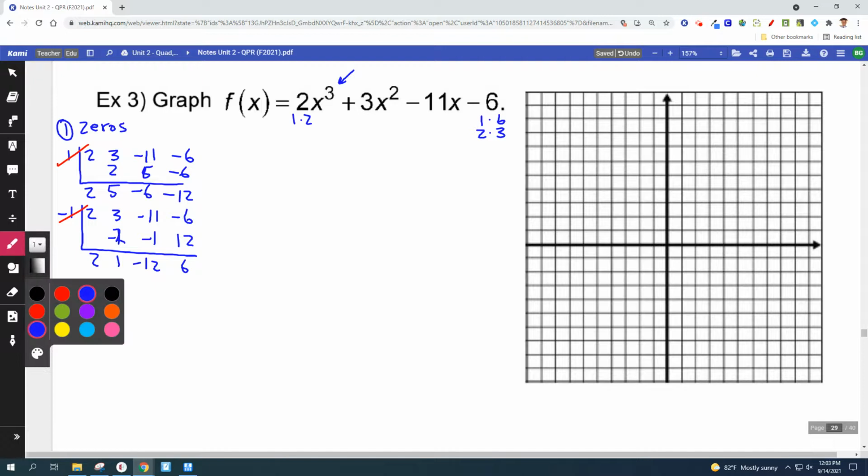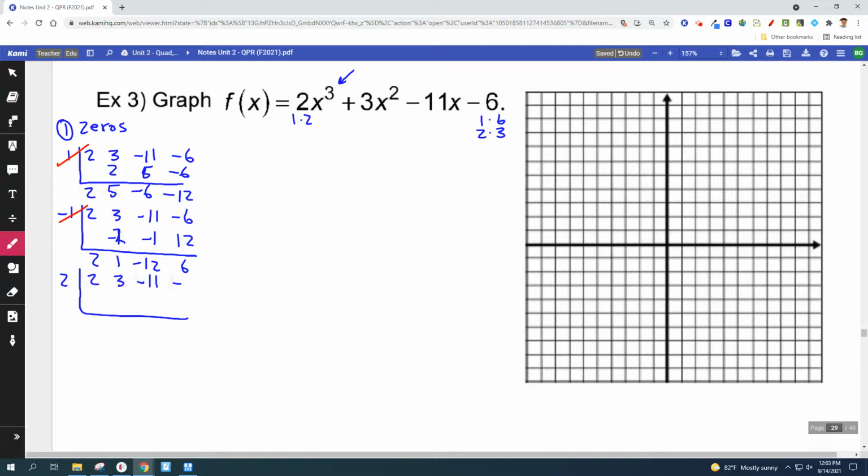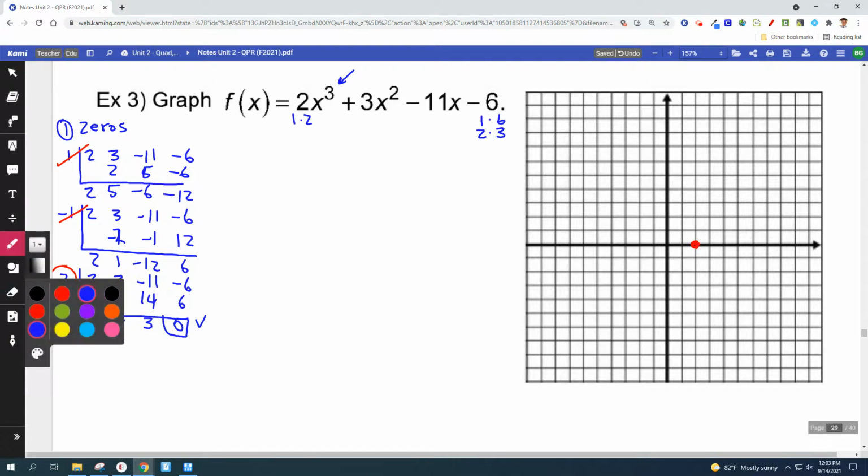Let's try 2. Add down and multiply. Add down and multiply. Add down and multiply. Add down. Okay, great. This one works. That means one of my zeros is 2. Right there. One of my zeros, one of my x-intercepts is 2. But it also means that I've just broken down my problem from an x cubed into an x squared.